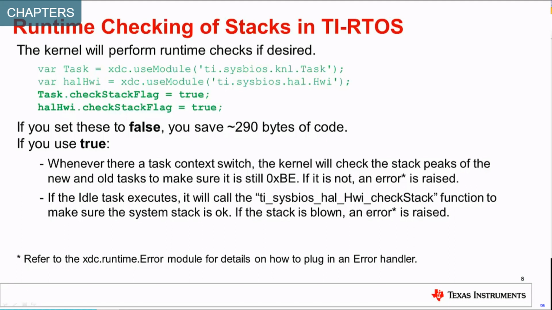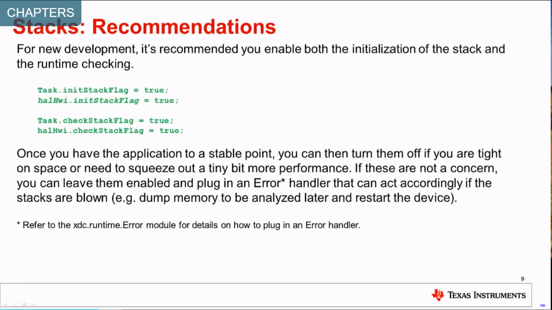Setting both of these parameters to false results in approximately a 290 byte footprint savings. We recommend developers enable both the stack initialization and runtime stack checking features during development. As the application becomes stable, they can be turned off if memory is a scarce resource. They can also be left in. In this case, it's recommended the developer plugs in an error handler that can gather any information for future debugging and then act accordingly. For example, reset the device.